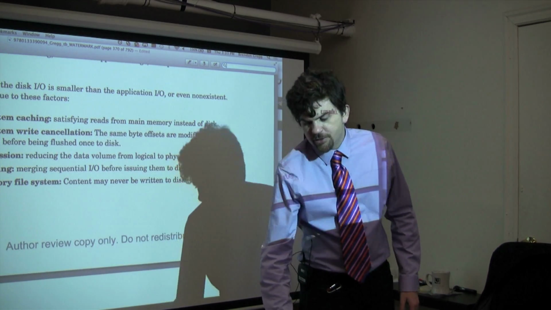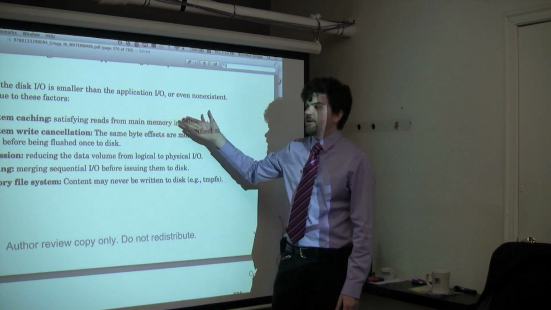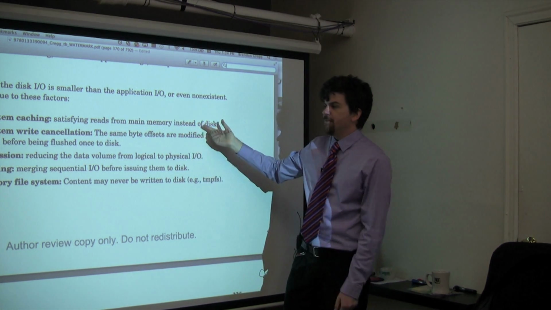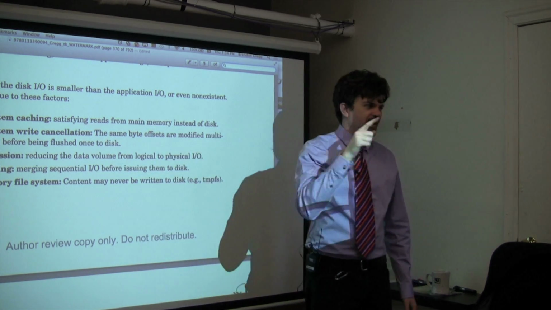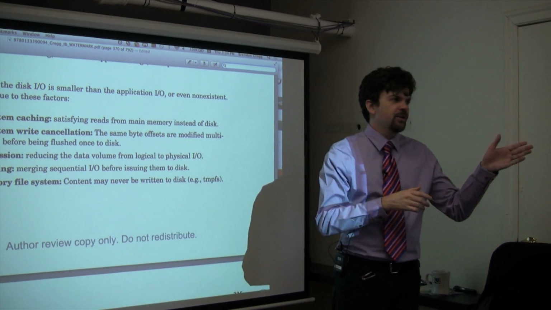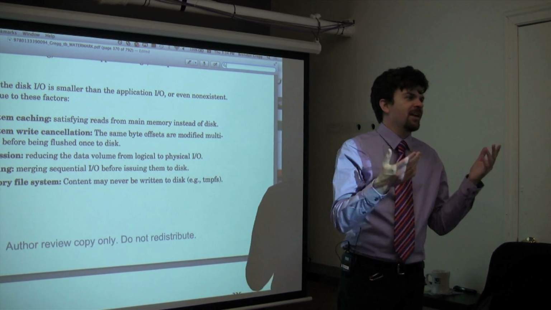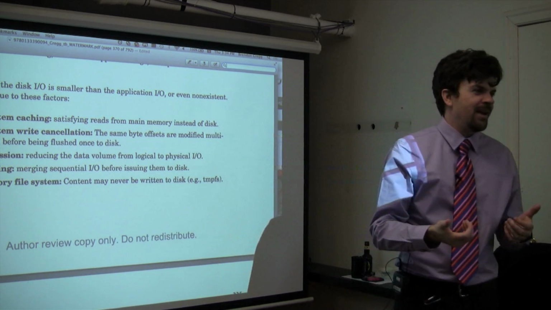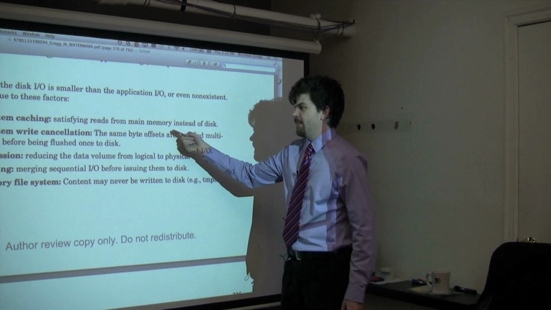Deflated. This is where disk I/O is smaller than application I/O. It can happen because of file system caching, so I'm reading from main memory and not disk. File system write cancellation, where I'm writing to the same blocks before they've been flushed. So I didn't have to do that write that was queued up, because you just overwrote those contents.